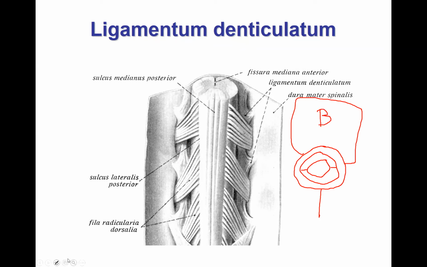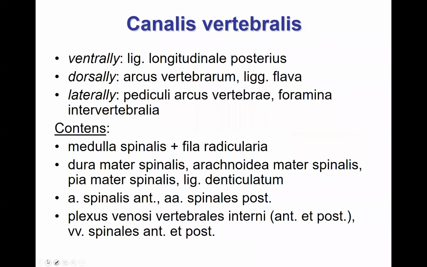So the denticulate ligament, if I highlight here, is a structure which holds the spinal cord inside the dural sac, so it does not move to the sides. As I said, it's this structure which looks like the teeth of a saw. You can see the individual teeth of a saw, and in the spaces between them the roots of the spinal nerves pass. So that's the denticulate ligament.